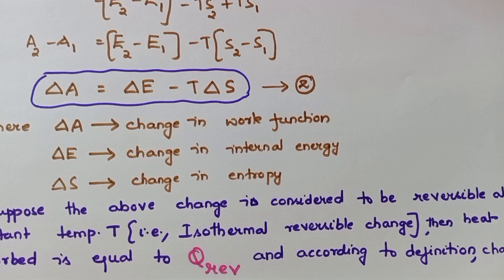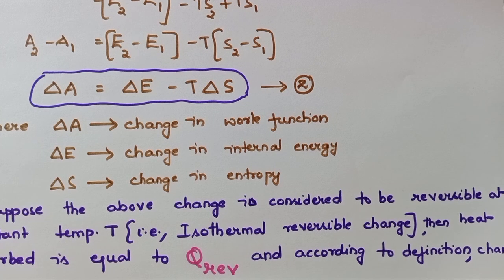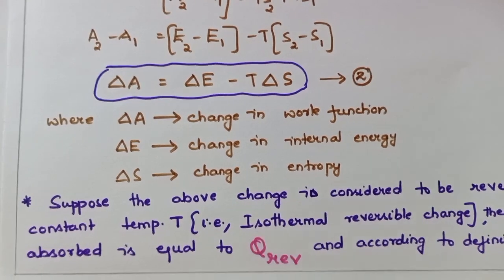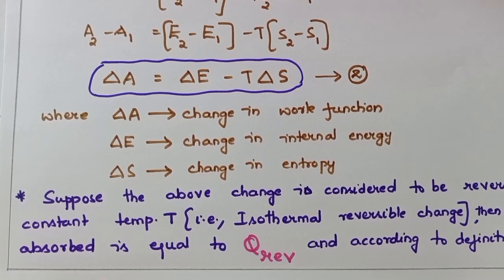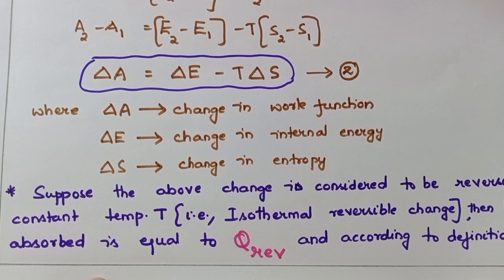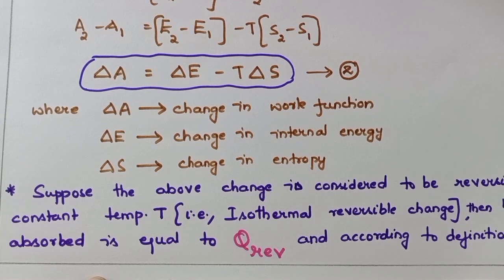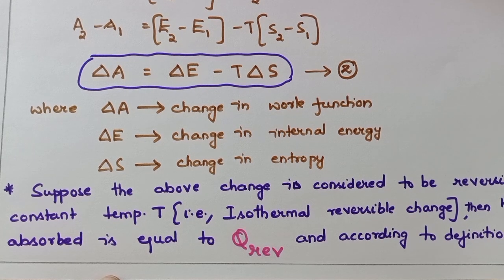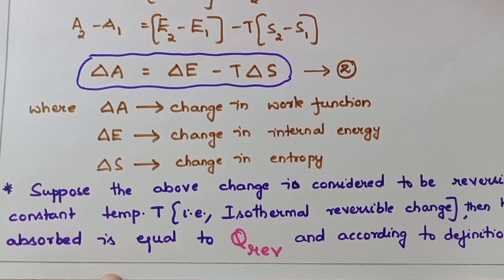For the isothermal reversible change, what would be the amount of heat absorbed by the system? Then write down: heat absorbed is equal to Q reversible. Why? Because we are considering that the change is taking place reversibly. So the amount of heat we can denote by Q reversible.